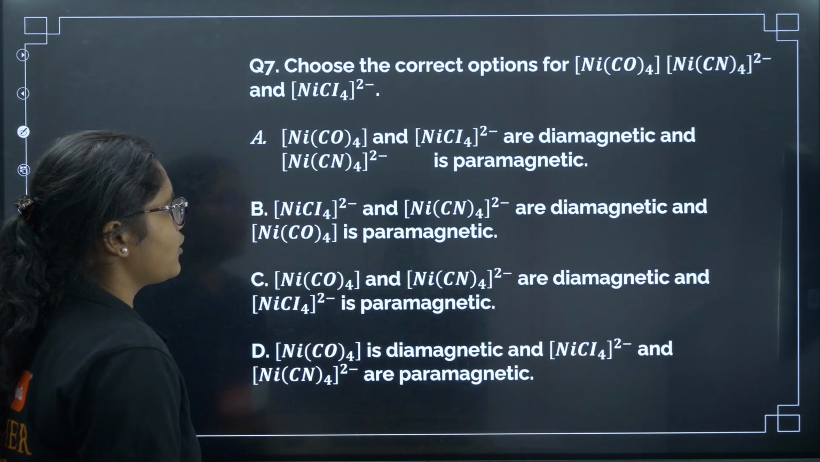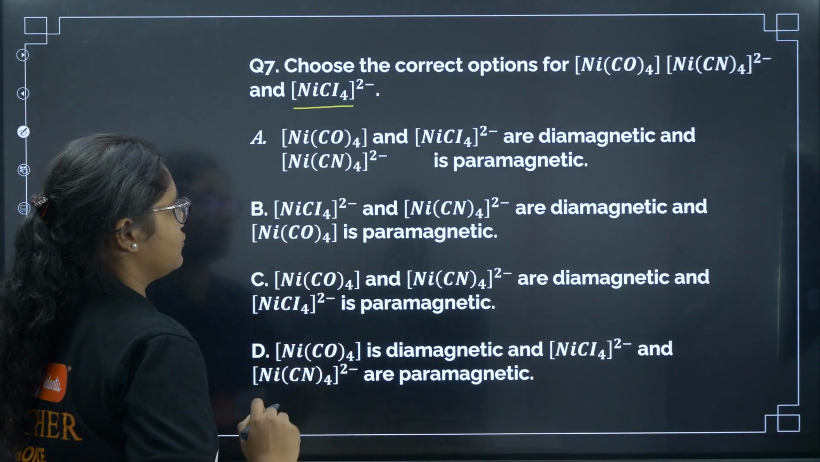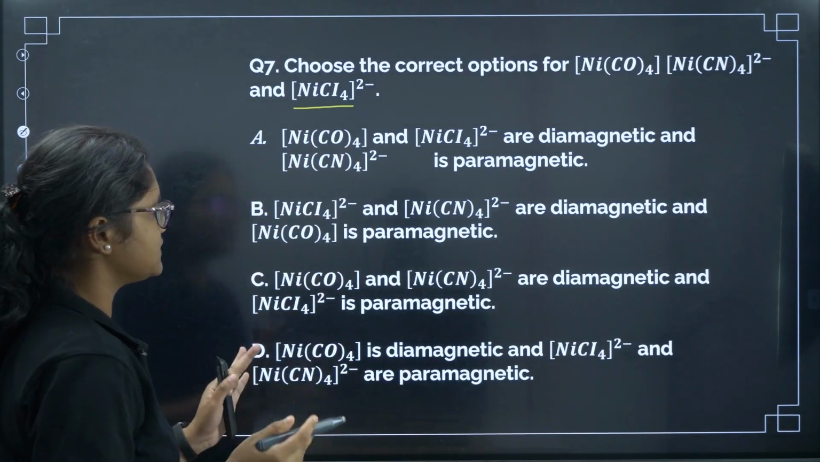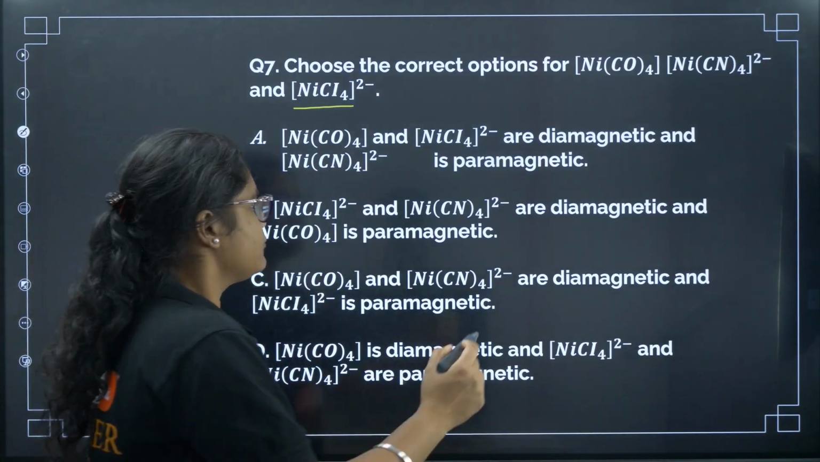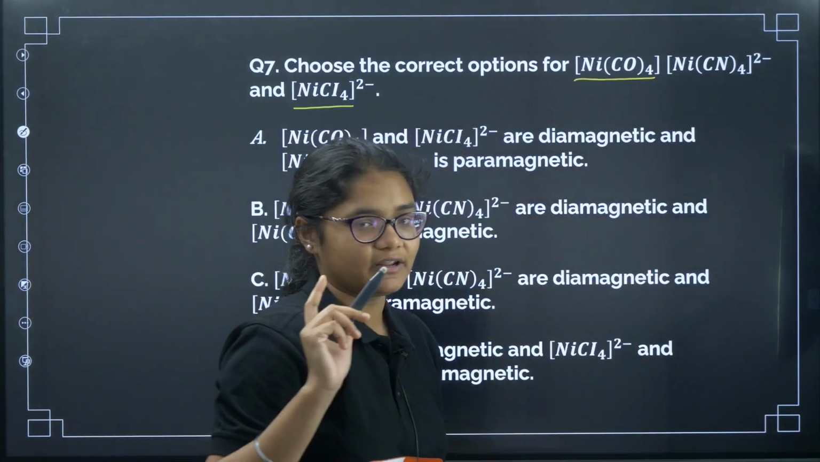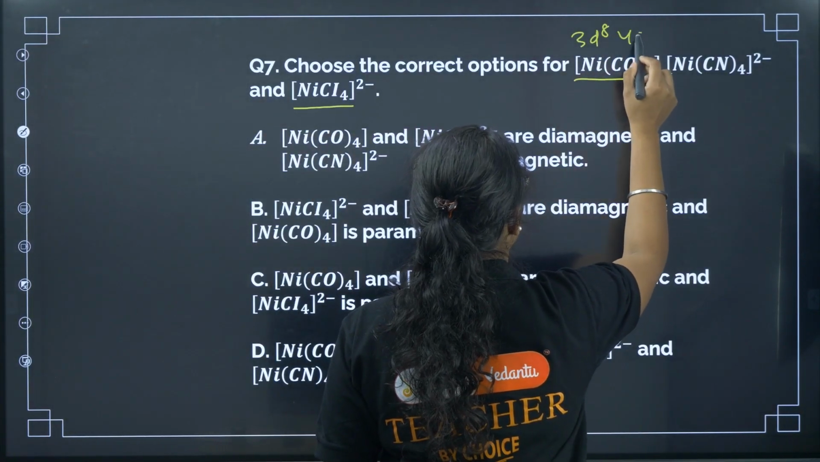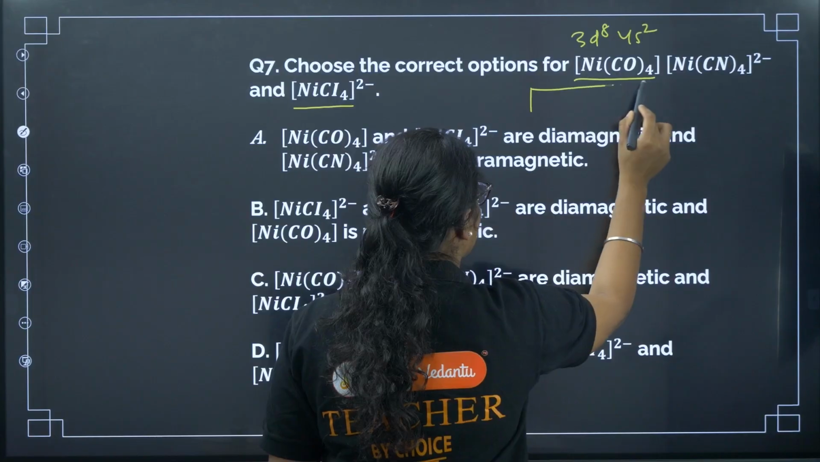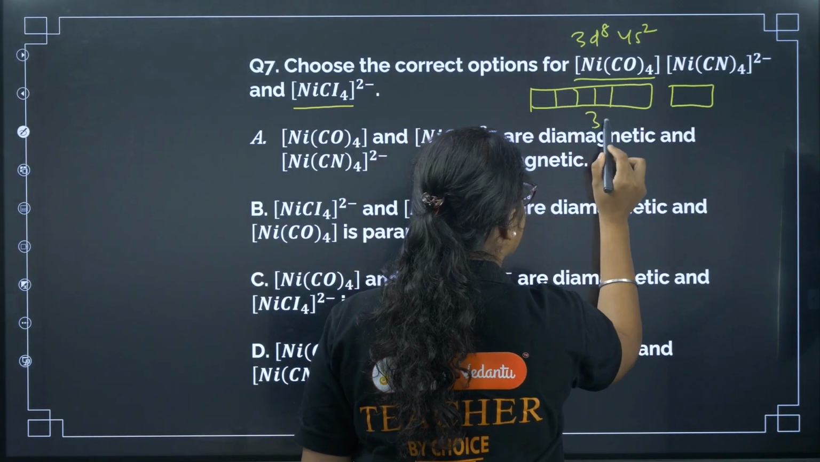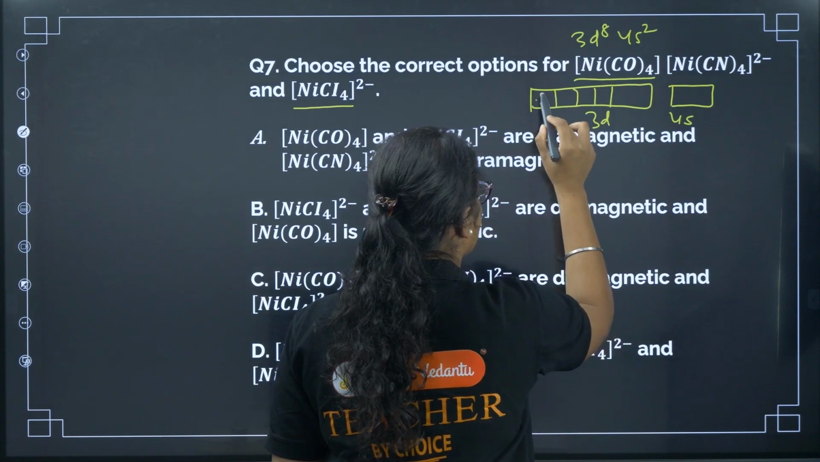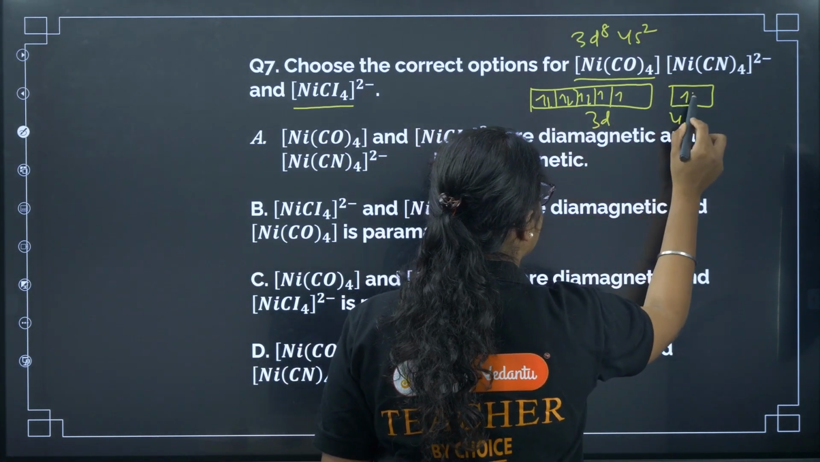Next, choose the correct options for Ni(CO)4, [Ni(CN)4]2- and [NiCl4]2-. Okay, so all the options are regarding the magnetism property, okay? Now, the oxidation state of nickel is 0, so that means it has 3d8 and 4s2 configuration. Now if I draw this one, we will have 3d and 4s, 1, 2, 3, 4, 5, 6, 7 and 8 and 4s2.